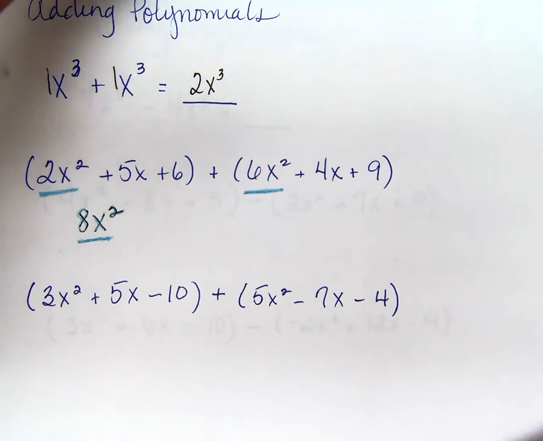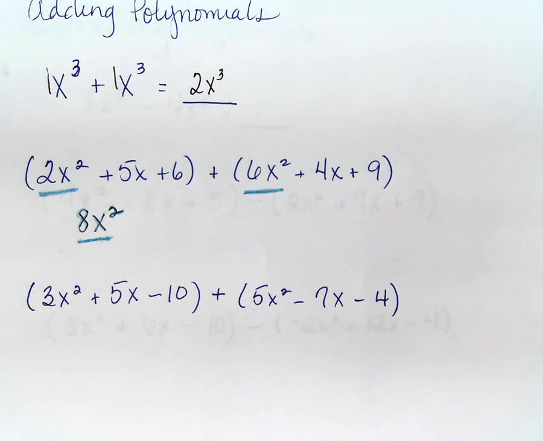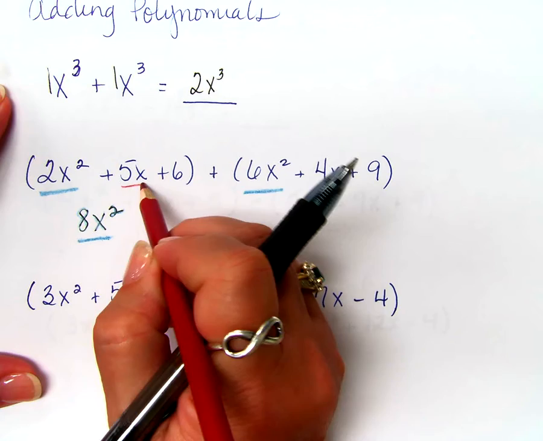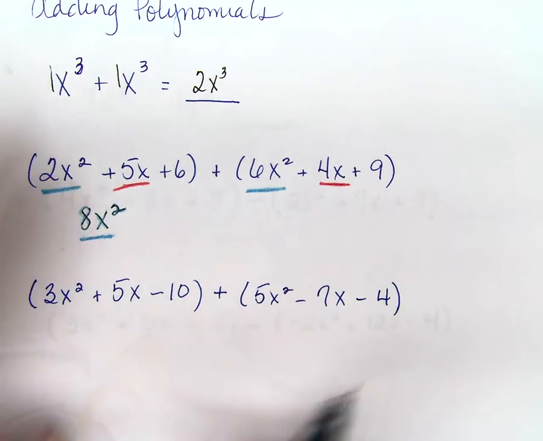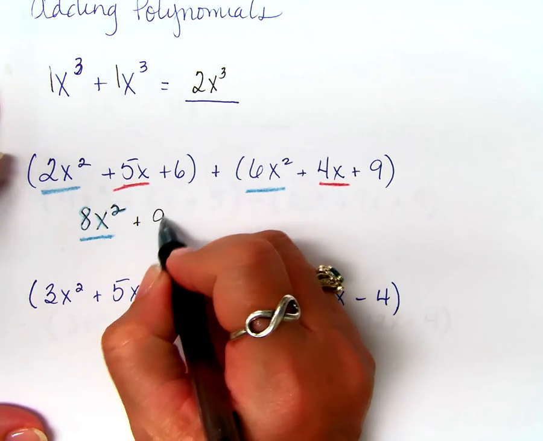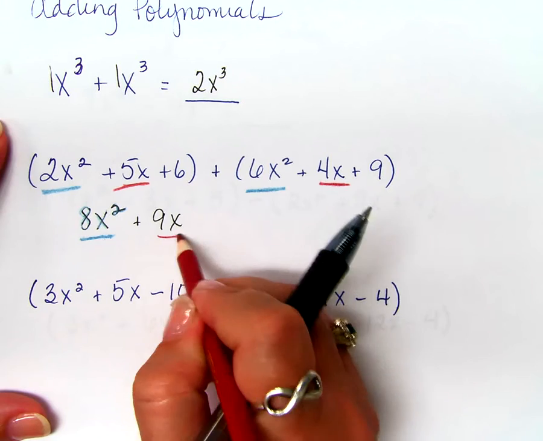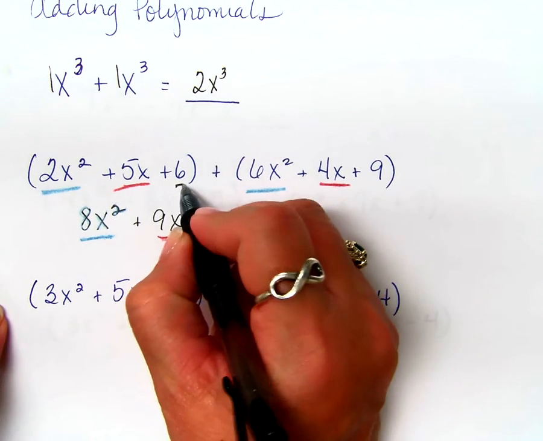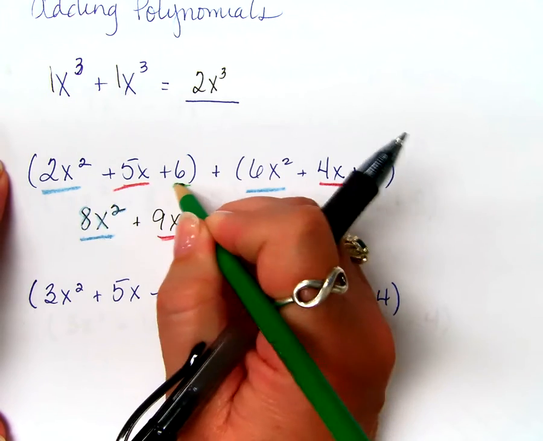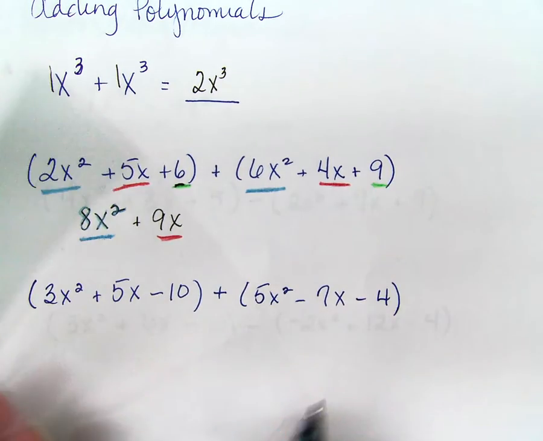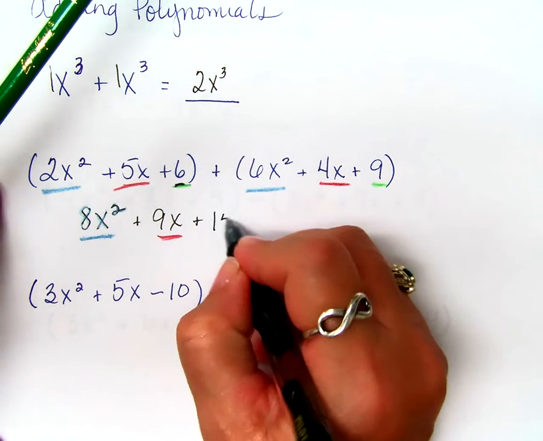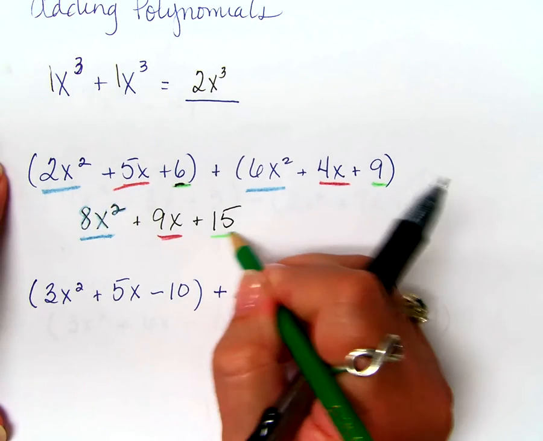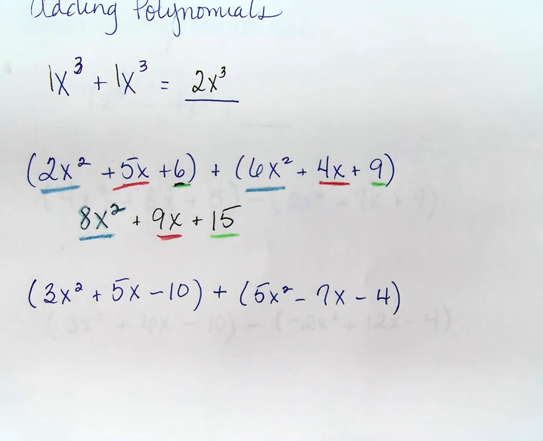How about that? Okay? Then we have 5x and 4x. Well, what is 5x and 4x? Well, that's 9x. We got that from the red. Okay? Then we have 6 and 9. Well, what is 6 and 9? That's 15. And then we're done. We combine our like terms and we get this resulting polynomial.